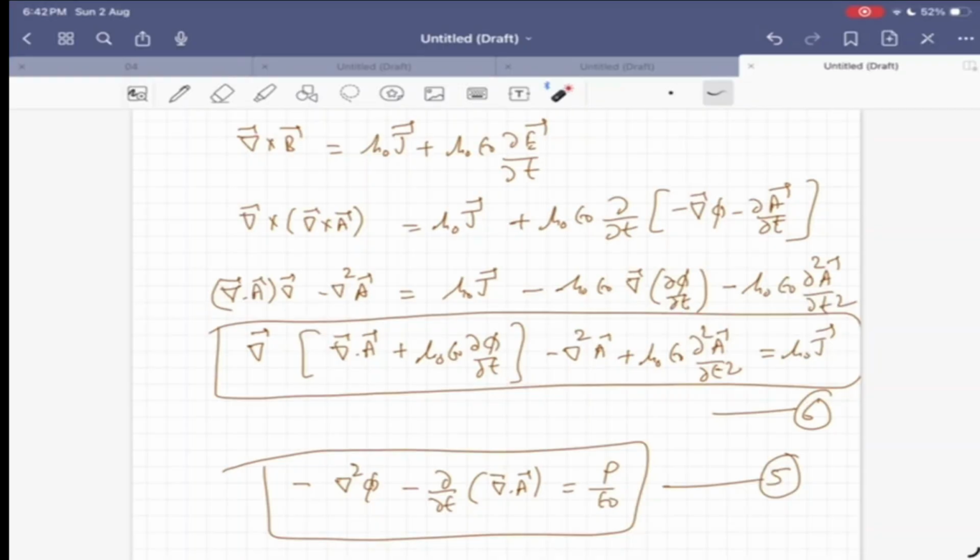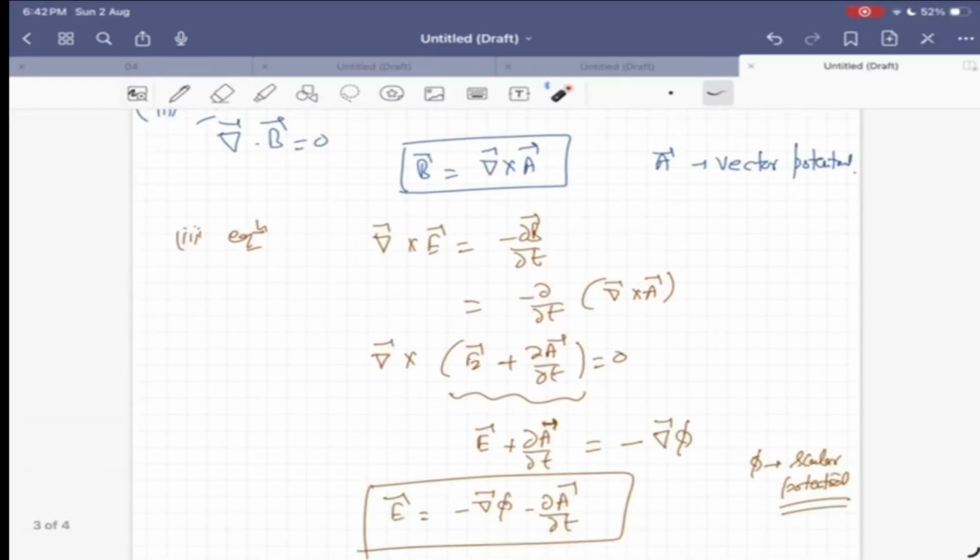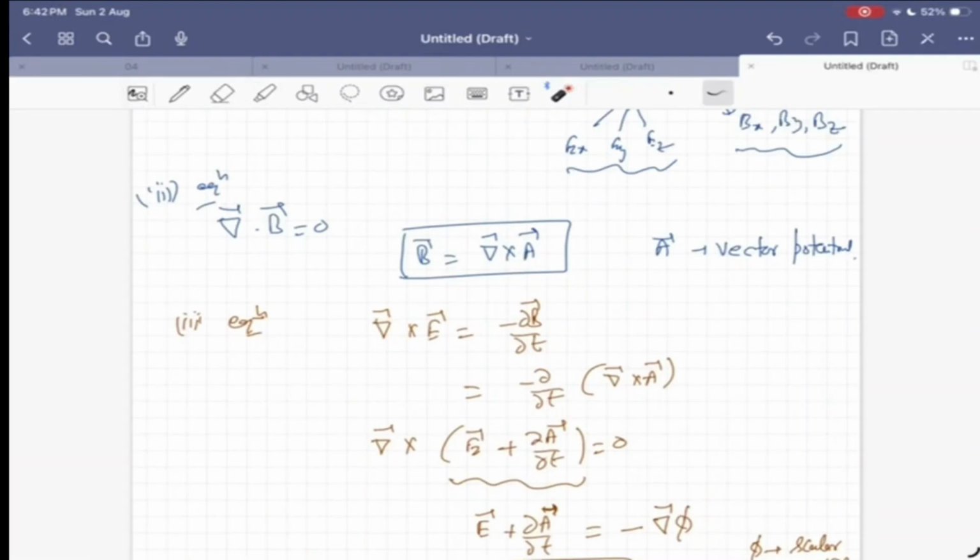Why can we choose the gauge, the values of A and phi? Because you see that B is del cross A.